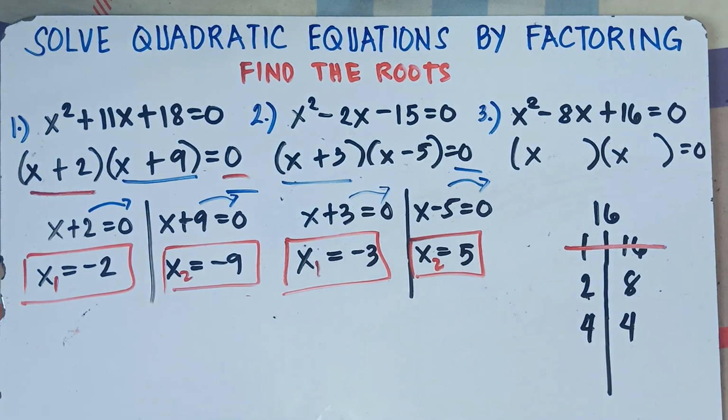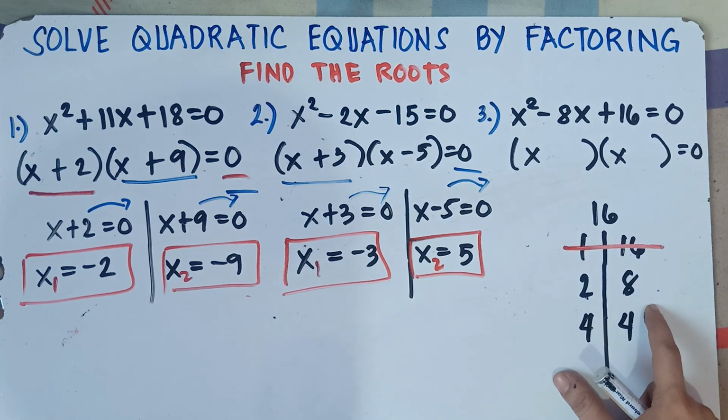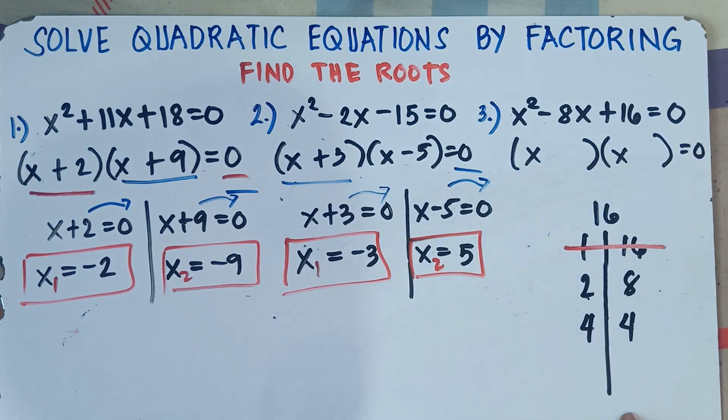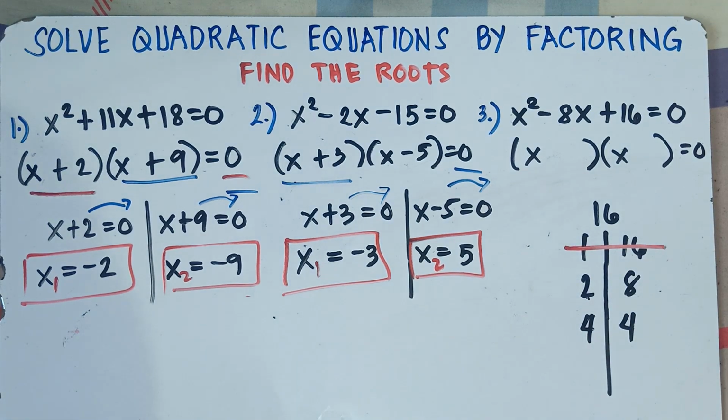About 2 and 8, class. Do we get negative 8? If we combine 2 and 8, that would be positive 10, right? 2 plus 8, that's positive 10. We need to get negative 8. If we subtract 8 minus 2, that would be 6. Therefore, we cannot use this one.